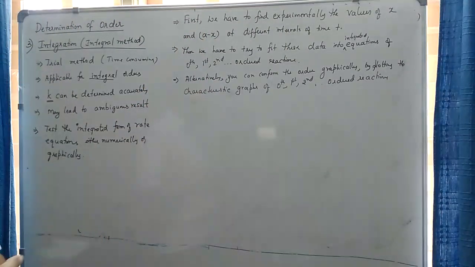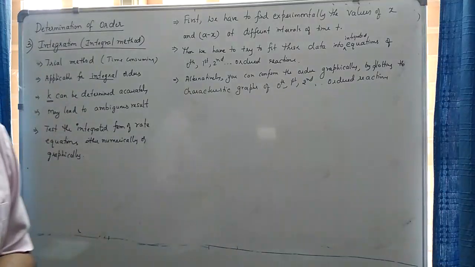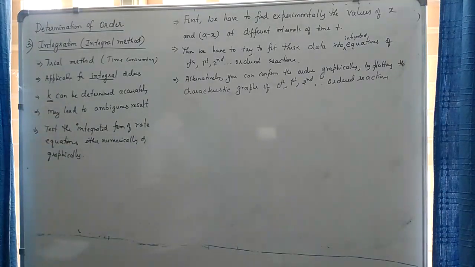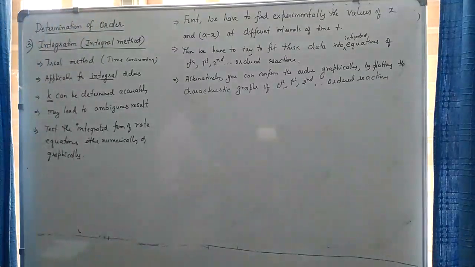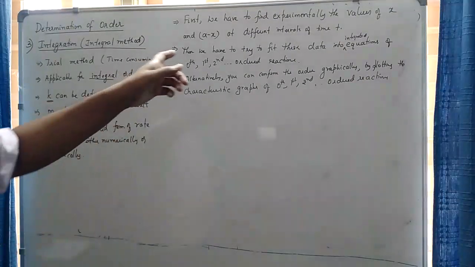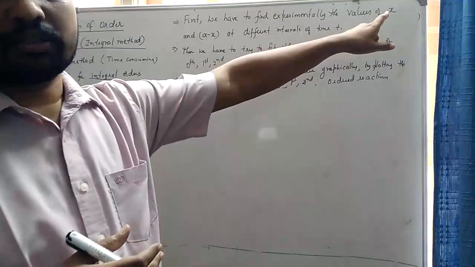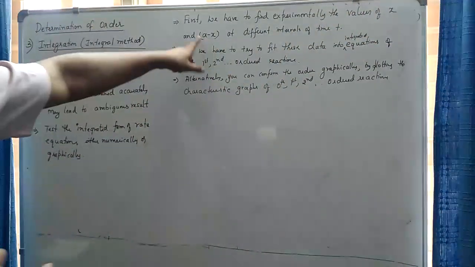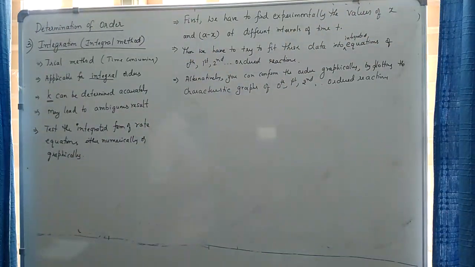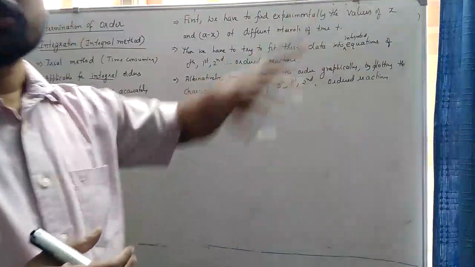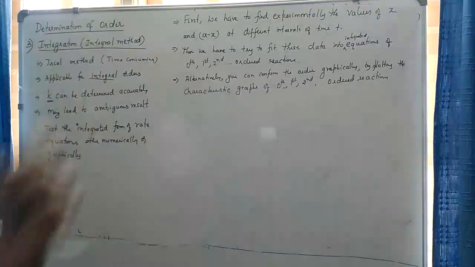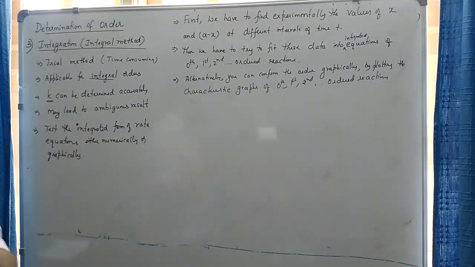First, we have to collect some experimental data. Carry out a reaction and, at different intervals of time, experimentally determine the concentrations of reactant and product formed. So we have to find the values of x, the concentration of the product formed, and a minus x, the concentration of the reactant remaining unreacted, at different intervals of time t. So we have three data: time, x, and a minus x.